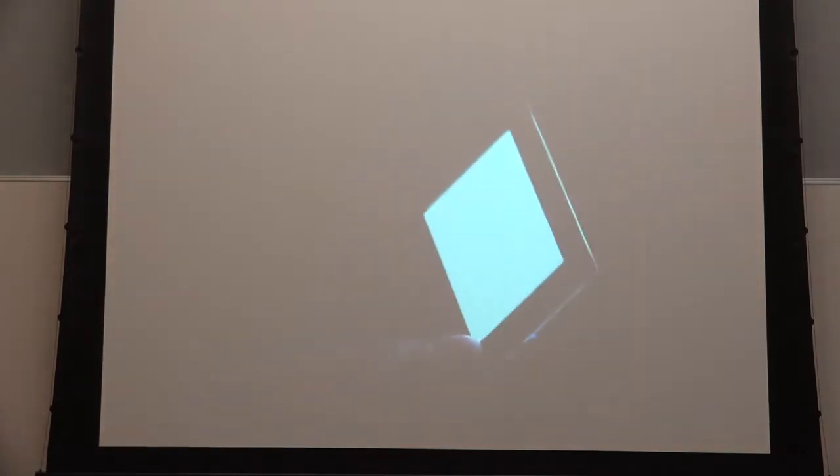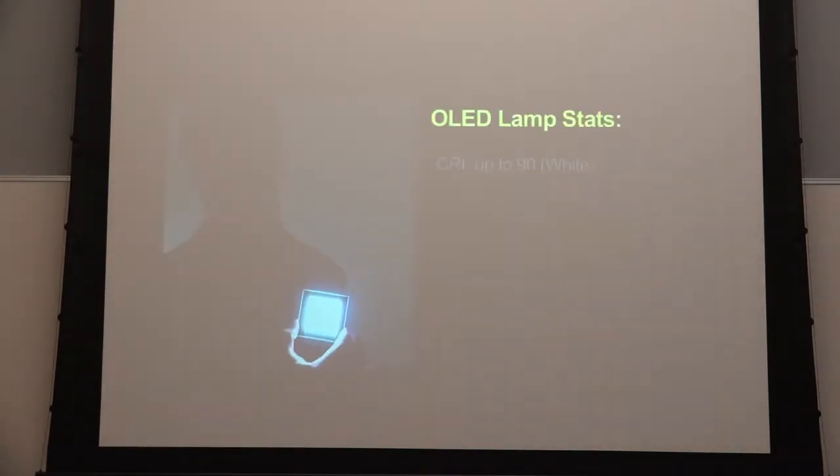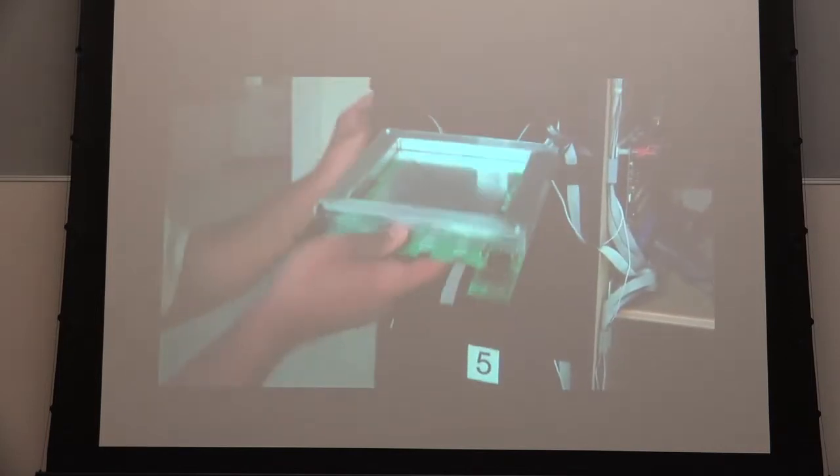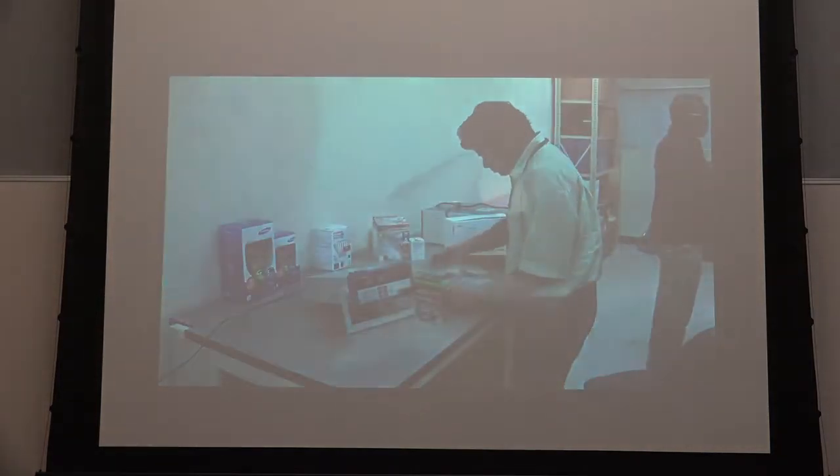The OLED materials are very efficient, and they can efficiently generate photons. We can create an OLED device with about 30 to 40 lumens per watt efficacy without using any extraction technology. But the potential is there to get well over 100 lumens per watt if we can solve some of the problems with the light extraction.